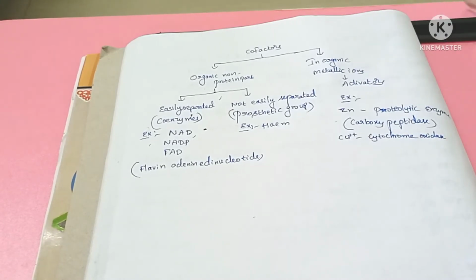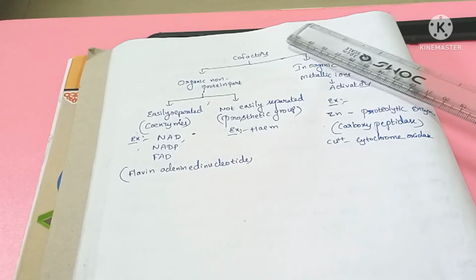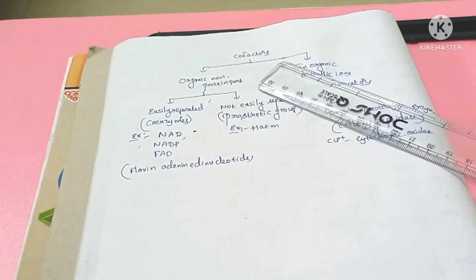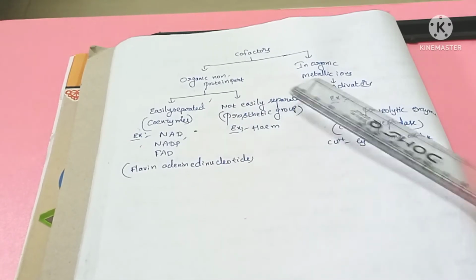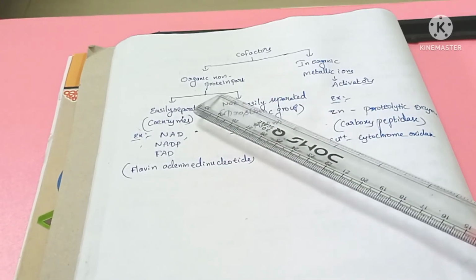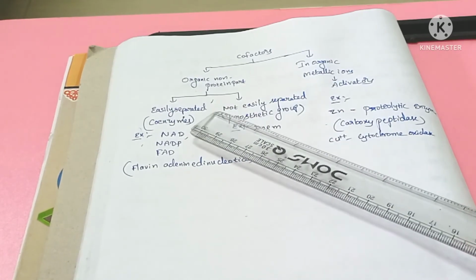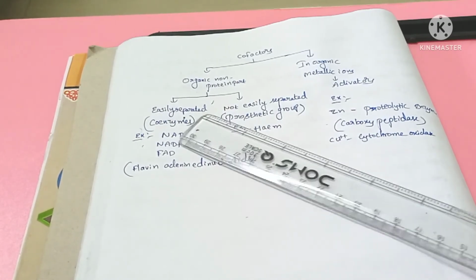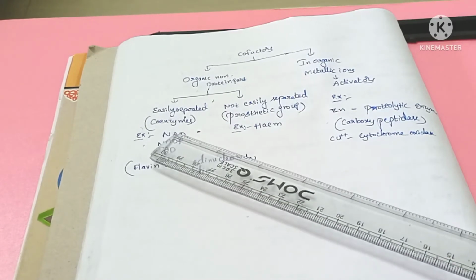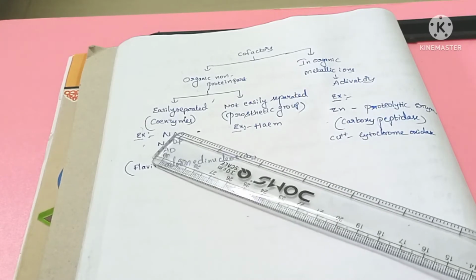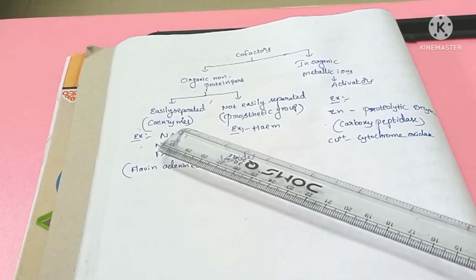Now you will see the types of cofactors. We have studied that the non-protein part of the enzyme is the important one. These cofactors are of two types: organic, the organic non-protein part, and inorganic metallic ions. Among the organic non-protein parts, depending upon separation, there are two types. Some non-protein parts can be easily separated, that means they are temporarily attached to the apoenzyme.